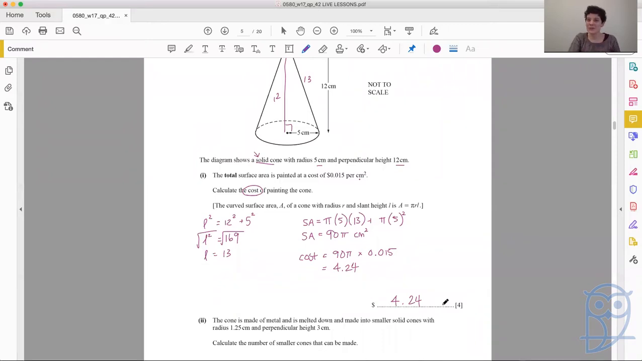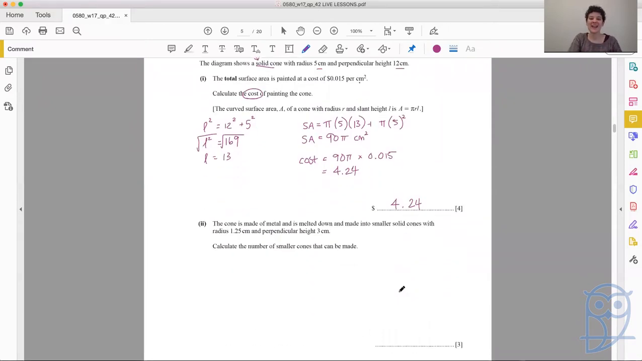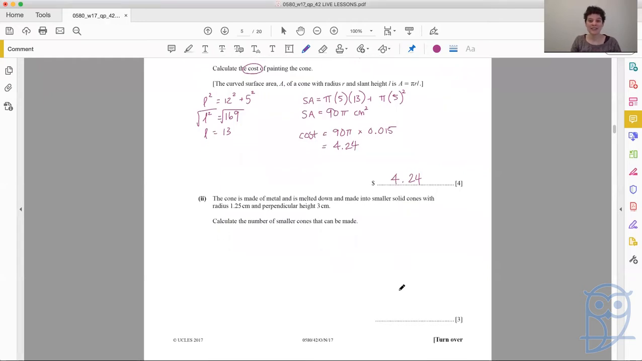It is paper 4, so we continue. The cone is made of metal, and it is melted down and made into smaller solid cones with radius 1.25 and perpendicular height 3 centimeters. So now we've got 1.25 and we've got 3, and that's now our cone. Calculate the number of smaller cones that can be made.